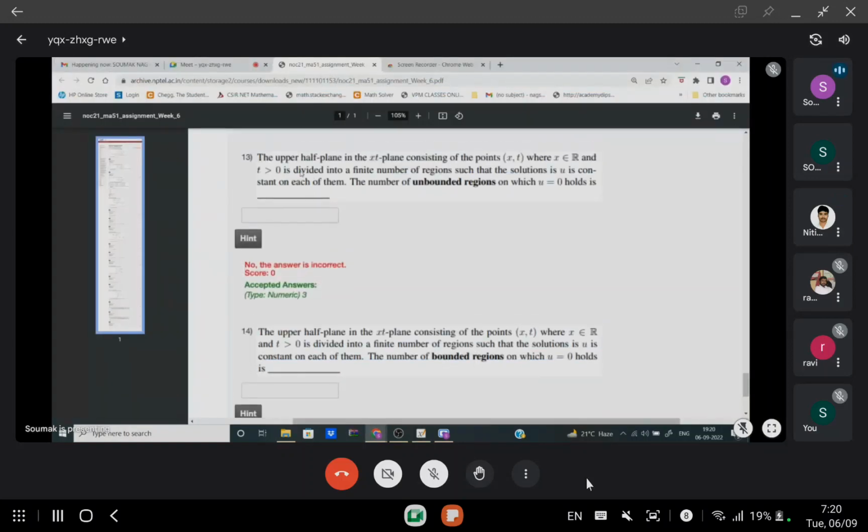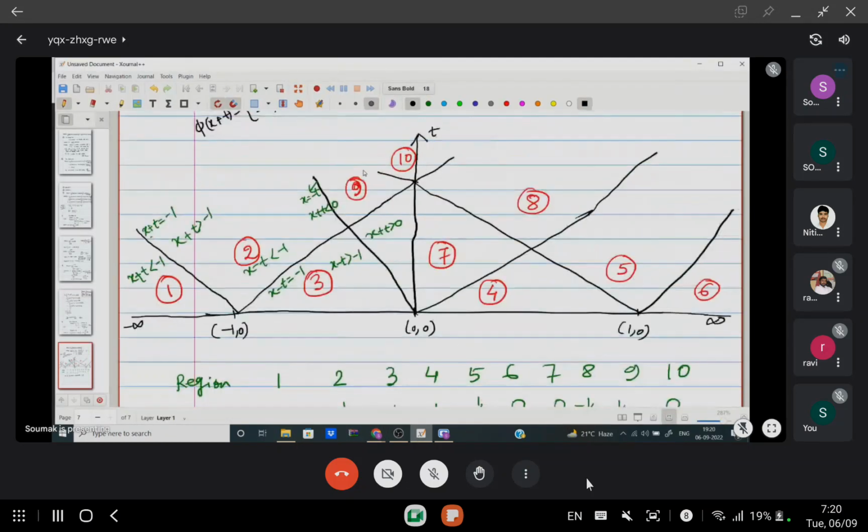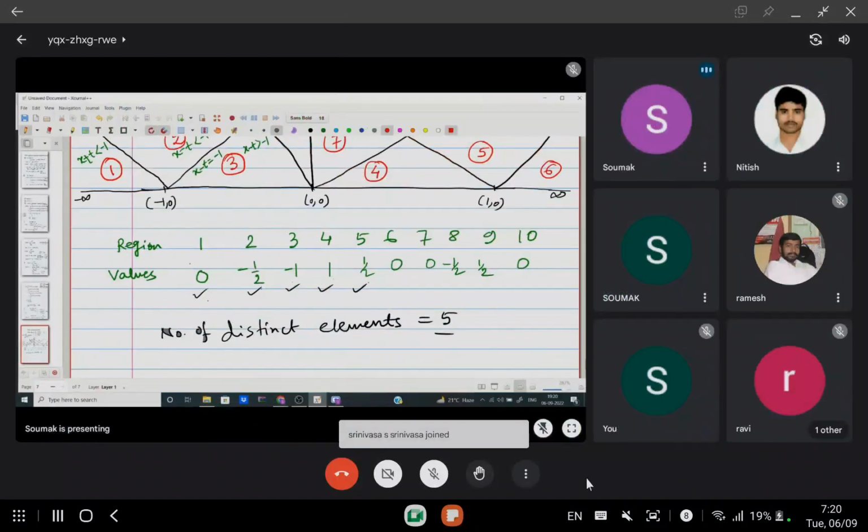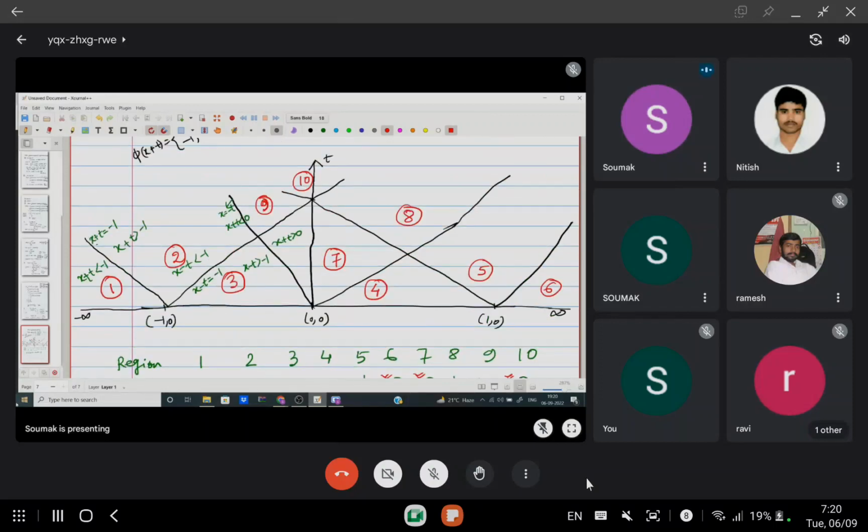Question number 13: the upper half plane in the xt plane, consisting of points x comma t, is divided into a finite number of regions such that the solution u is constant on each of them. The number of unbounded regions on which u is 0. I will show you the region. You have to find the unbounded regions on which u is 0. First of all, where is u 0? U is 0 in region 1, and in 6, 7 and 10. So how many of them are unbounded?